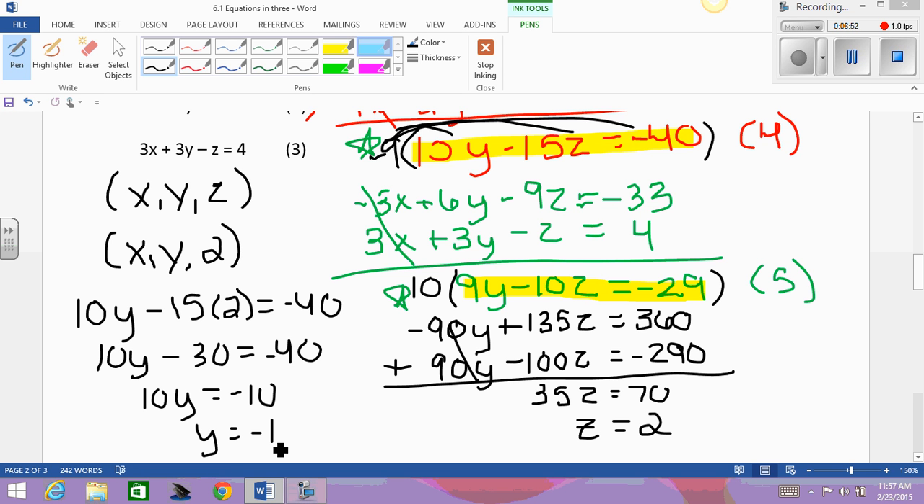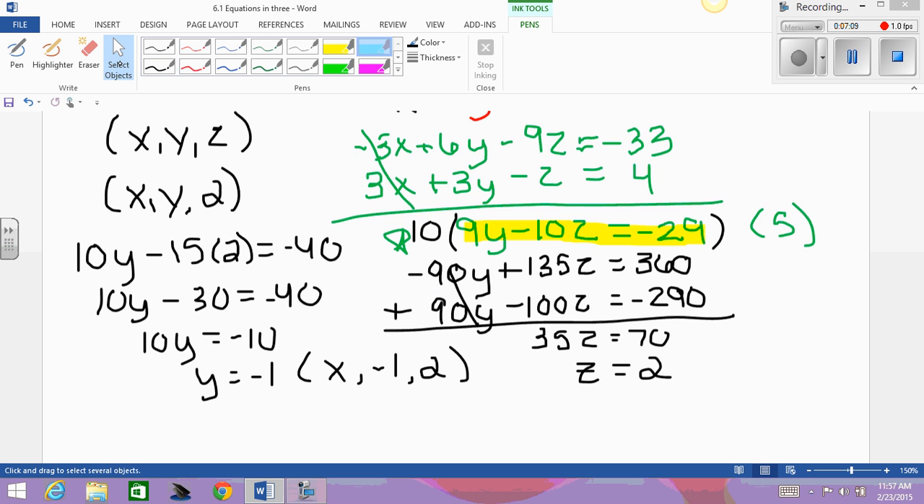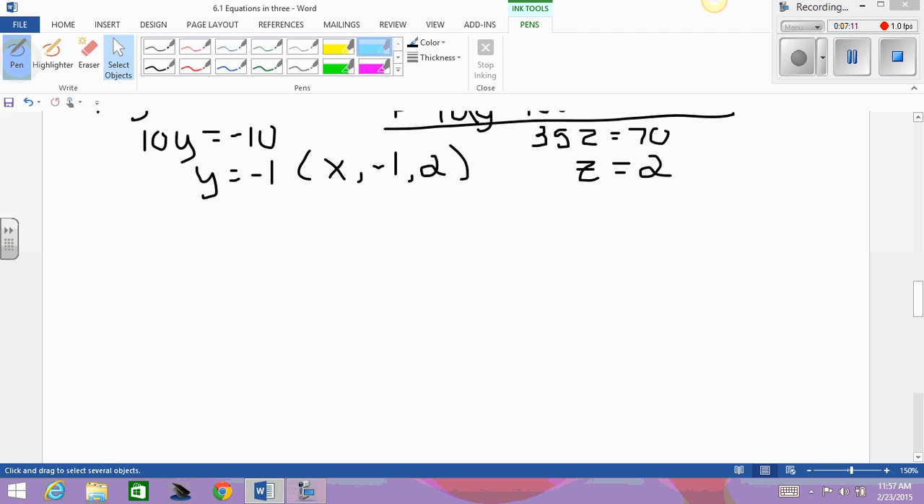So now we have x, we have -1, and we have 2. Well, now we need x. We have y and we have z. We can use any of those three original equations to find us our x. So I'm going to go back and I'm going to use that very first equation in order to find it.